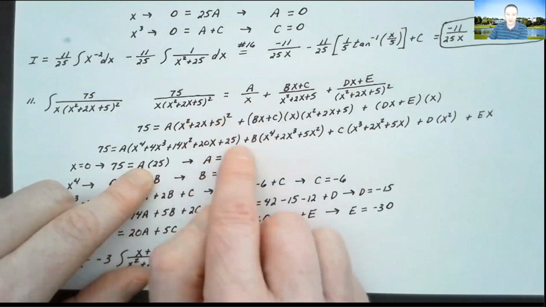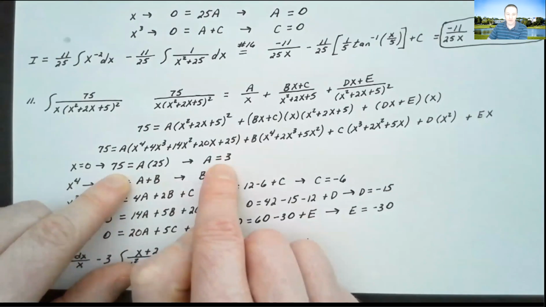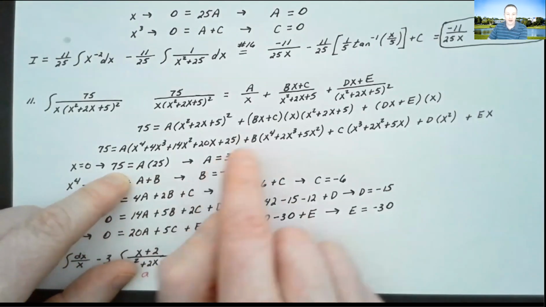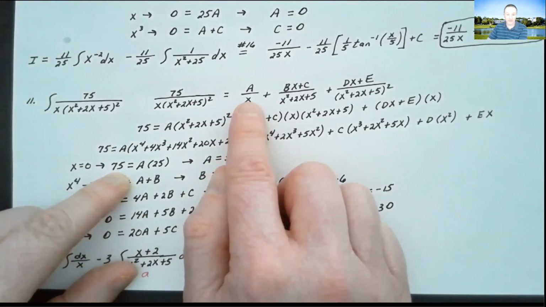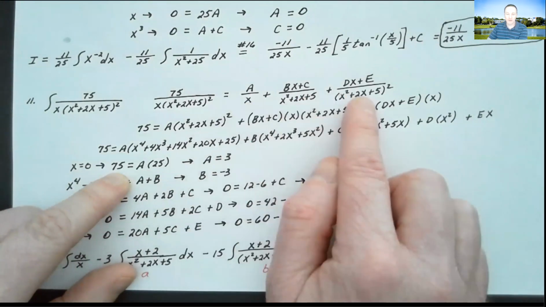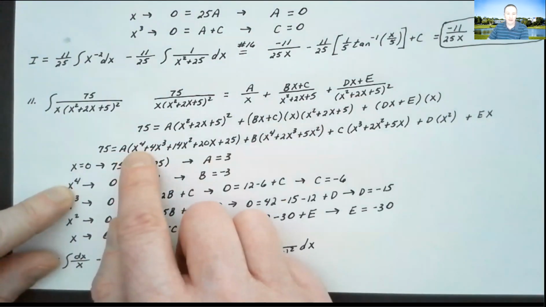Here it'd be 5 squared, here 25. 25A is 75, thus A is 3. Now that's the only one I can solve by setting x equal to some number, because there's no value of x that will make either of these two denominators equal to 0. So then I can say, all right, let's do some logical thinking.